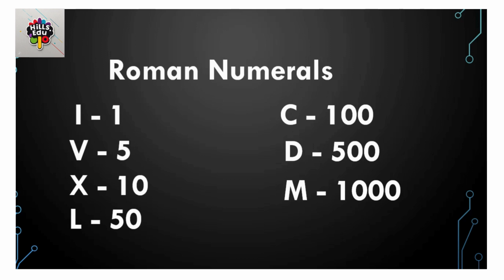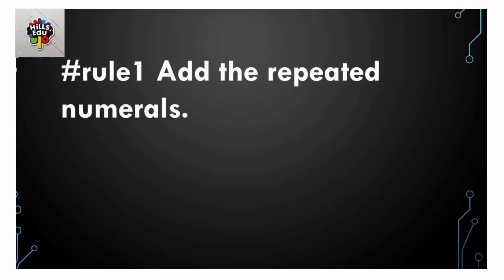However, these letters could be repeated or could be merged together to form some other numbers. But then there are rules that guide this formation, and that is what we are going to consider next. But before we go, make sure you have mastered these 7 letters and what they represent. Now, rule 1 says that add the repeated numerals.